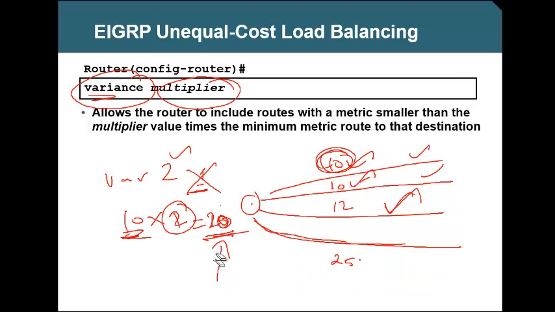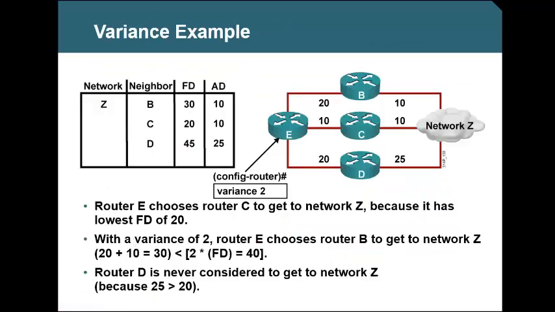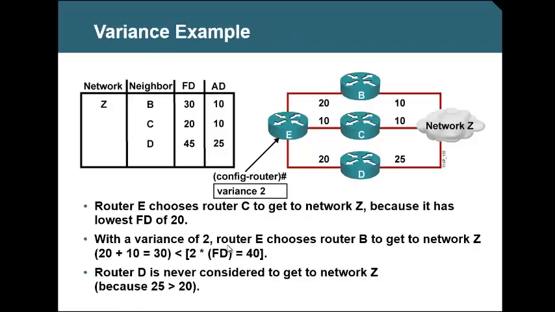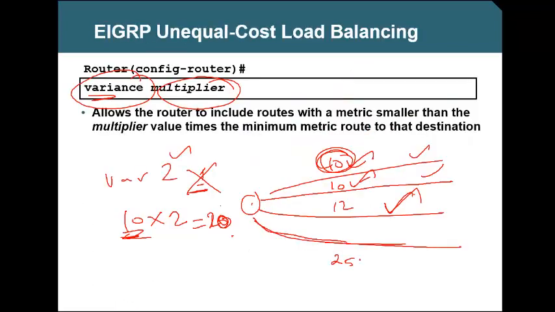If I want to include this path, which is 25 metric, what should I do? You will change the variance to 3, correct? Wonderful. I need to just change the variance to 3. That's exactly right. So I have to change the variance to 3.